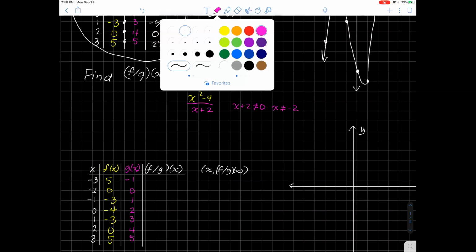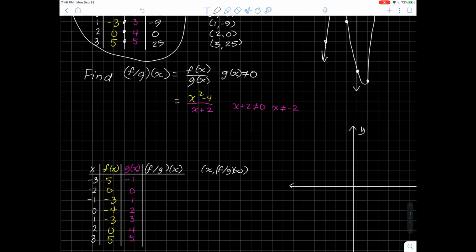All right, now we need to simplify that. That's a fraction, and so you are always required to simplify fractions by eliminating their common factors. So we're going to have to factor the numerator. The numerator is a difference of squares, so that'll be x plus 2 times x minus 2, over x plus 2. And then, of course, you have a common factor of x plus 2 in the numerator and denominator. So our resulting fraction, f divided by g of x, is x minus 2.